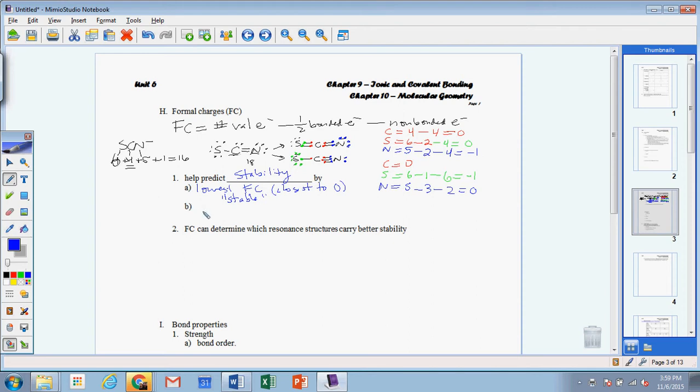The second prediction here, not only do we look for formal charges closest to 0, because those are the most stable, but we're also going to look to make sure that the most electronegative element has negative charges. So the more electronegative an element is, the more likely it is to attract an electron. So it's more likely to have the negative charge than another element.